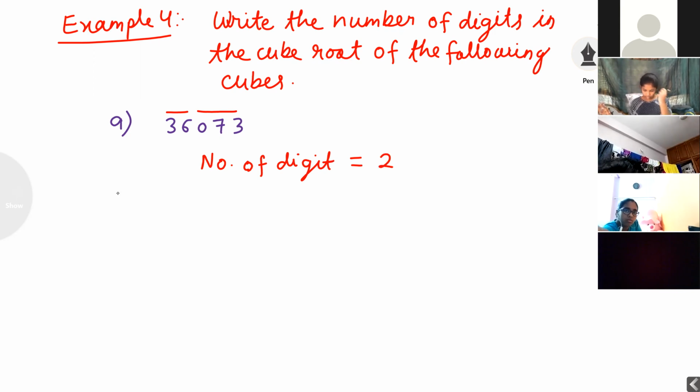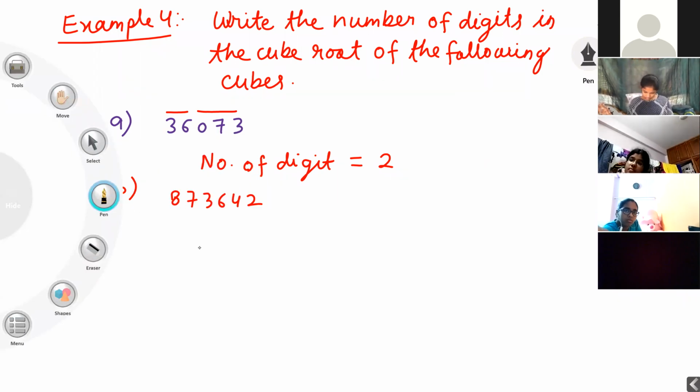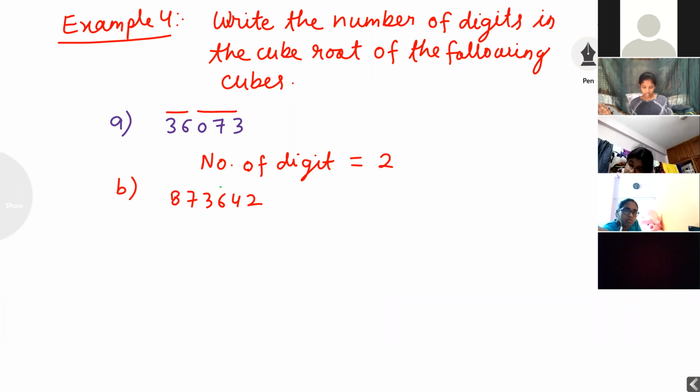B question, 873652. Again, I want to make groups from the right side. 246378. Number of digits is what? Number of digits is equal to 3.